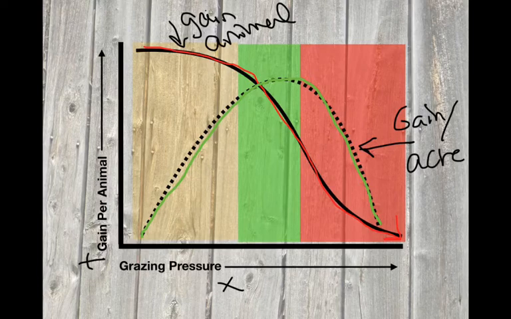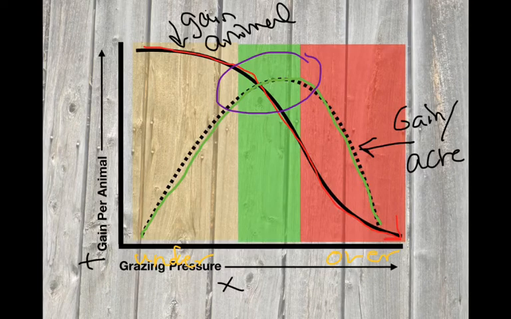So on the left, we are underutilizing or undergrazing, behind that optimal range. We also have overgrazing on this side. But in the center, where I've marked the green, we start to see the gain per animal drop off, but we have the peak for the gain per acre. That's where we want to be, considering our optimal grazing.